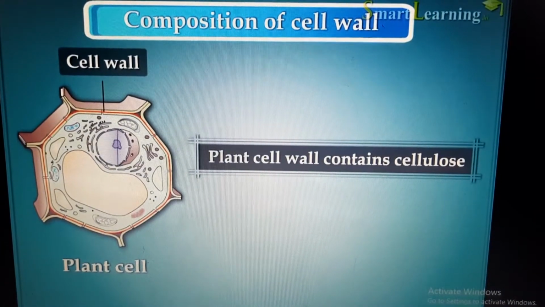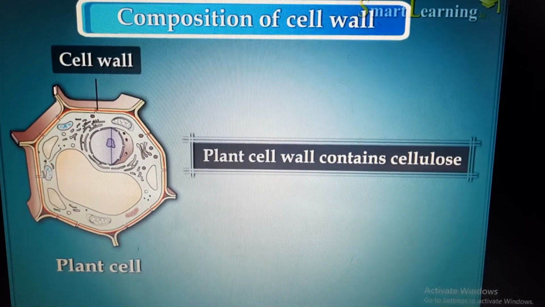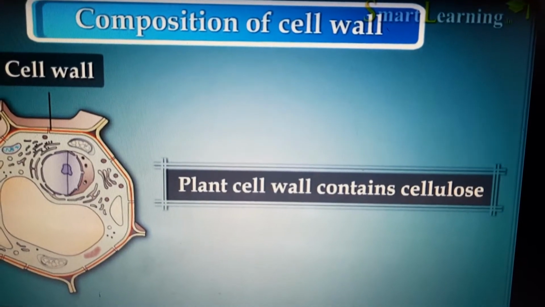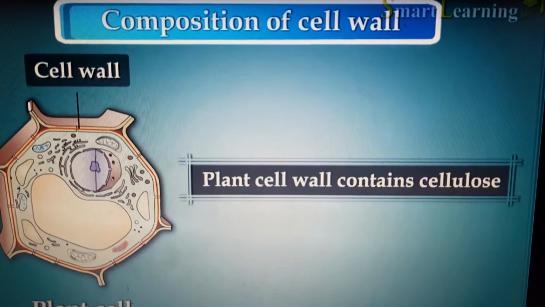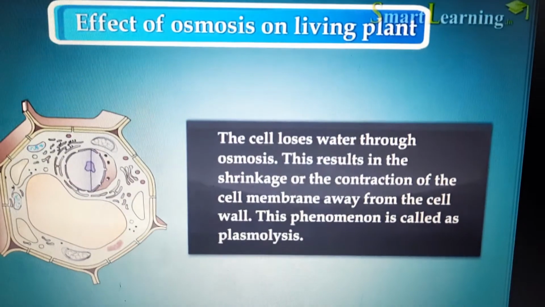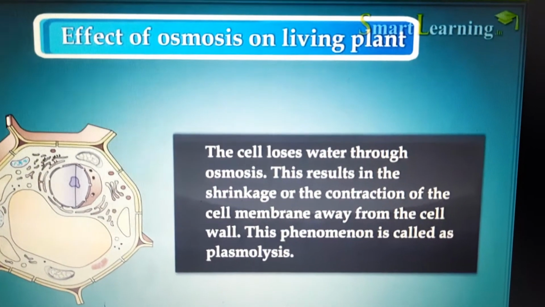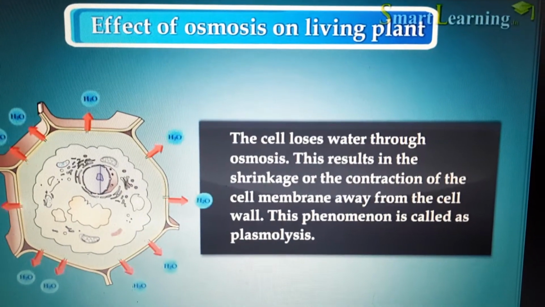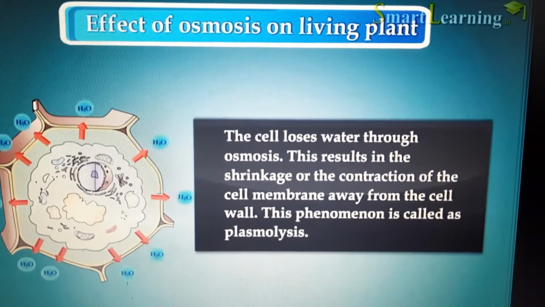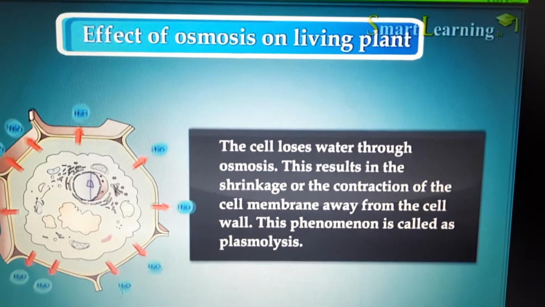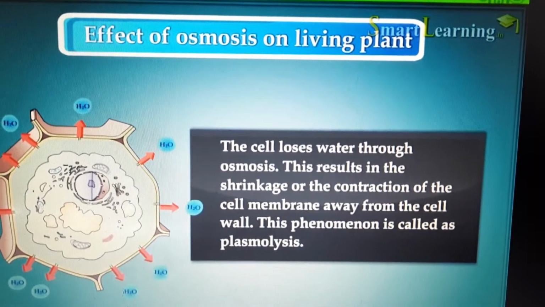Composition of the cell wall in plant cells. The plant cell wall contains cellulose. Cellulose is a complex substance and provides structural strength to the plant cells. Effect of osmosis on a living plant. The living cell loses water through osmosis. This results in the shrinkage or contraction of the cell membrane away from the cell wall. This phenomenon is called plasmolysis.